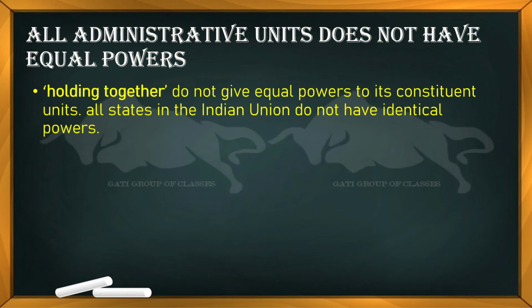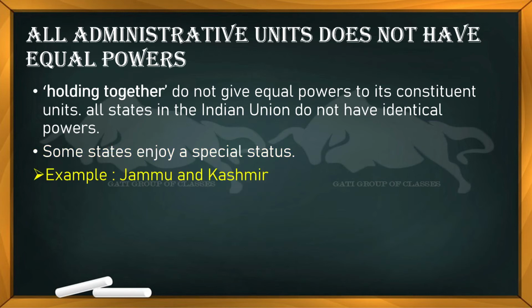Means holding together. Do not give equal powers to its constituent units. Means every state has different types of powers. In the Indian Union, we can see over here that some states enjoy special status. As in the earlier video, we talked about Assam and Jammu and Kashmir, but we will see it over here. An example is Jammu and Kashmir.